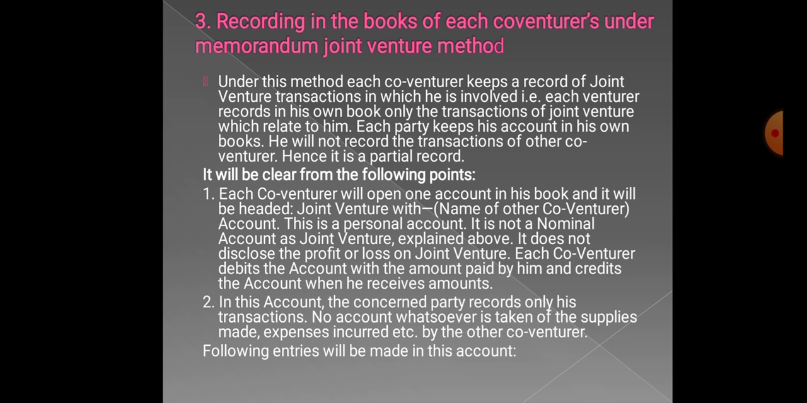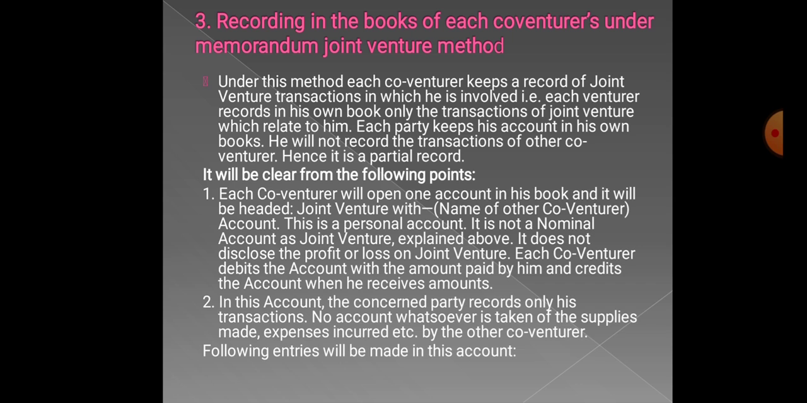Under this method, each co-venturer will record only those transactions relating to the joint venture which are directly concerned with him and not those of others. Others' transactions will not be entered. At the end of the period, each co-venturer must send a statement to the other co-venturer in respect of all transactions which are affected by him.